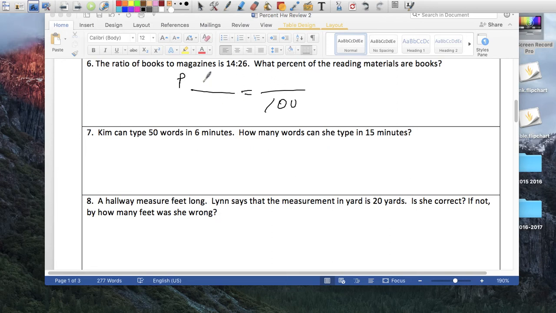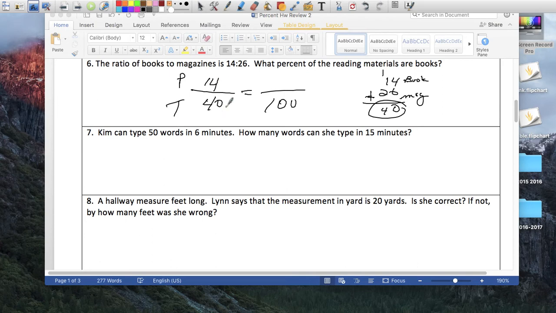So how many books do I have? I have 14. What's the total? Well, the total is not 26. The total is all the books and all the magazines added together. That will give me the reading materials. So 14 plus 26 is 40. So there are 40 reading materials, of which 14 are books, 26 are magazines. Okay, so the total is 40.